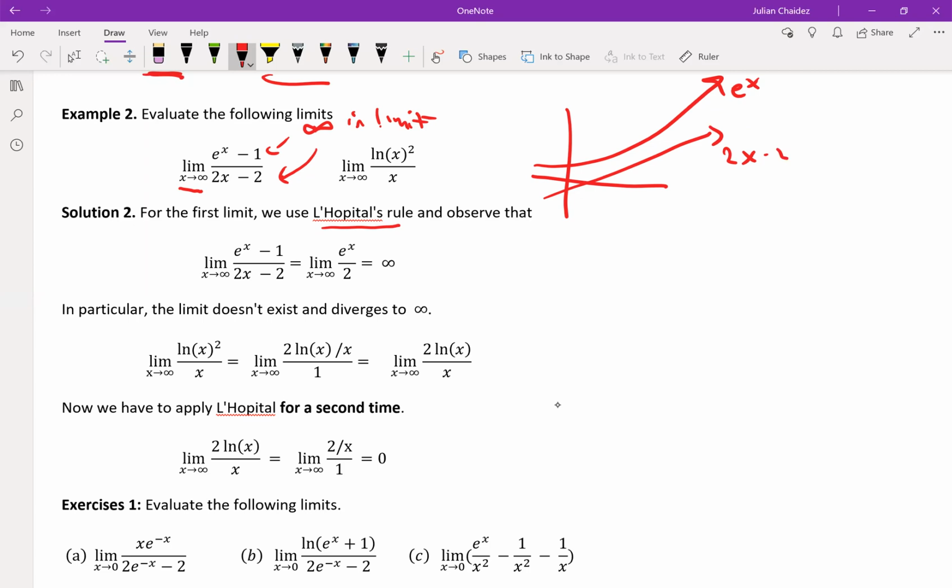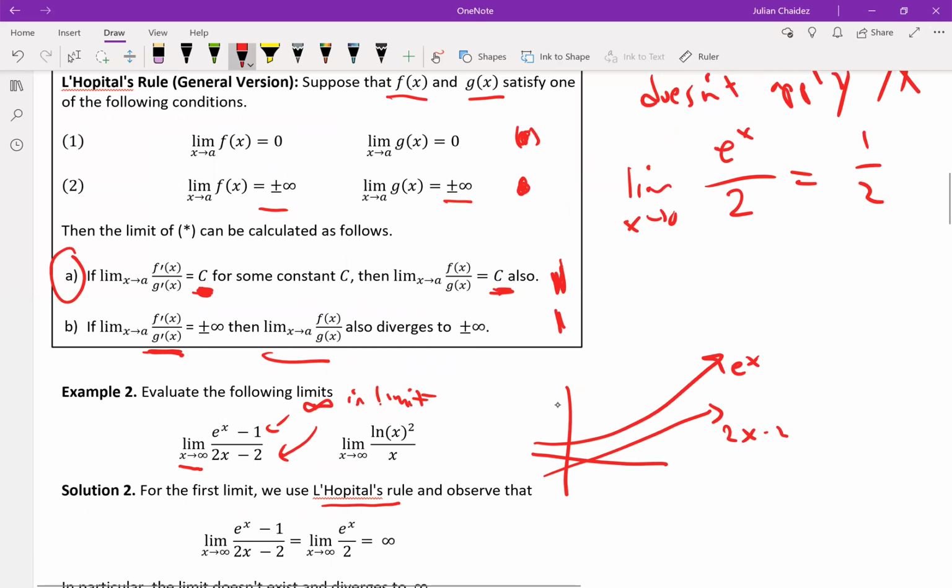And that's exactly what L'Hopital says. I'm allowed to apply L'Hopital to this situation because both the top and the bottom functions limit to infinity.